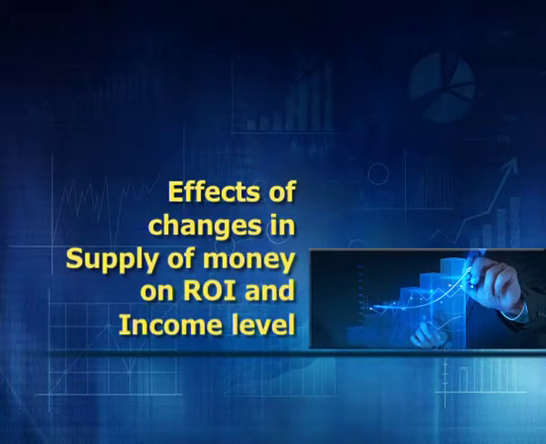Let us now learn the effects of changes in supply of money on rate of interest and income level. Hence, we will observe a shift in the LM curve. Consider a situation where the monetary authorities increase the supply of money. As a consequence, more money will now be available for speculative motive at a given level of income. Hence, we will observe a fall in rate of interest. As a result, the LM curve will shift to the right and the level of income will increase.